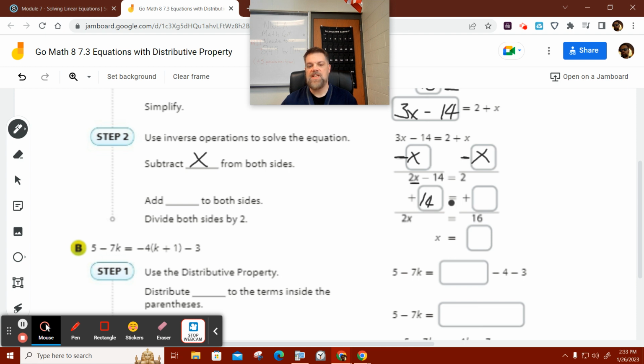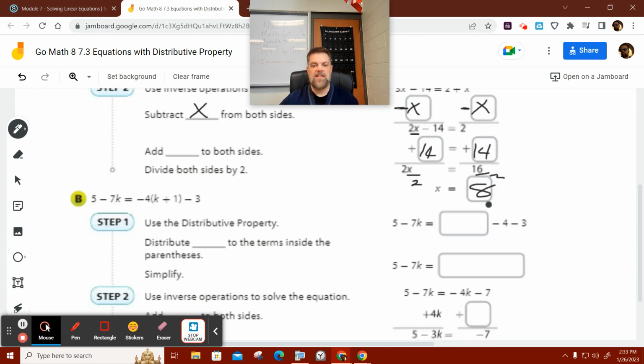Now, instead of subtracting 14, what do I do? Add 14. And when I add 14, what do I get? 2 plus 14 is 16. 2x here. If I divide this by 2, divide this by 2, x equals 8. Does that make sense? All right, let's do the next one.